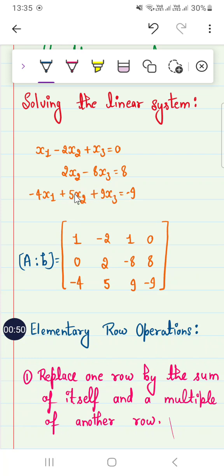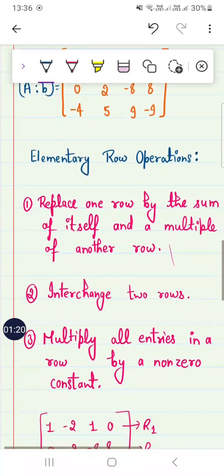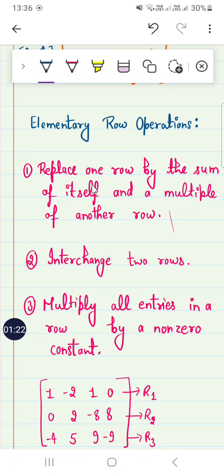So for solving x1, x2, x3, we take it in matrix form: 1, -2, 1, 0, and there is a 0 term for the x1 coefficient, then 2, -8, 8, then -4, 5, 9, -9. These are the coefficients. Now this matrix is called an augmented matrix. How do you solve this type of linear system?